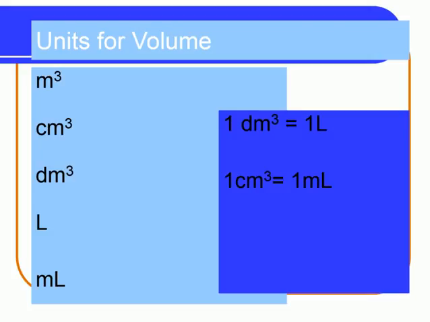And we can move between these two types of units because it's very lucky that 1 centimeter cubed is the exact same volume as 1 milliliter. That's going to be a statement of equality that we use a lot in this class.